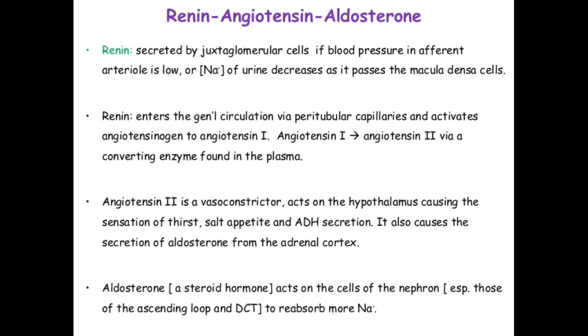Angiotensin 2 is a vasoconstrictor, acts on the hypothalamus causing the sensation of thirst, salt appetite and ADH secretion. It also causes the secretion of aldosterone from the adrenal cortex. Aldosterone, a steroid hormone, acts on the cells of nephron, especially those of the ascending loop and DCT, to reabsorb more sodium.